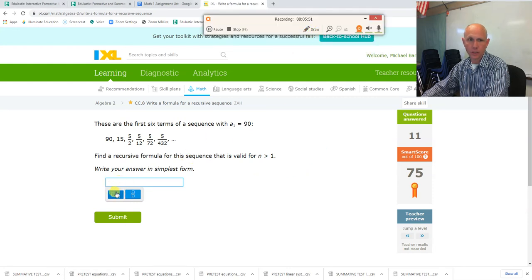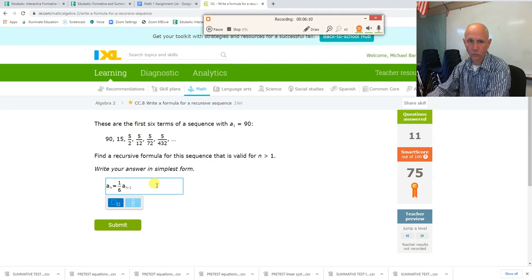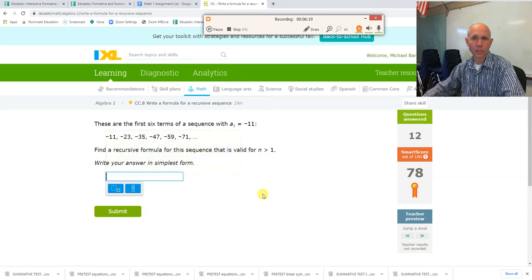Okay, so a sub n equals, I'm going to go with a fraction. Let me do this. Well, let me go with the, nope. How about 1/6 of the previous term? Right? Multiplying by 1/6 is the same thing as dividing by 6. So 1/6 of the previous term. Nice.